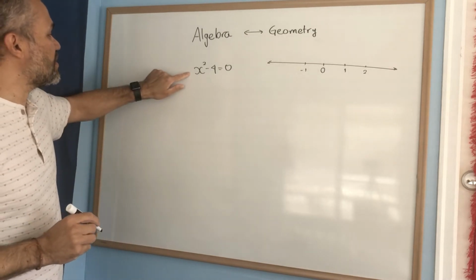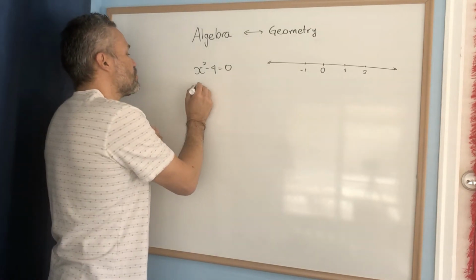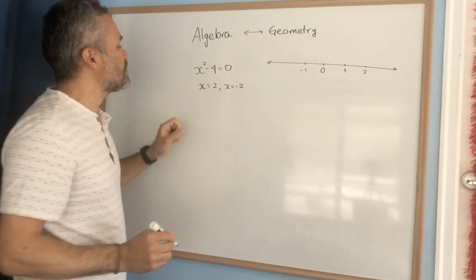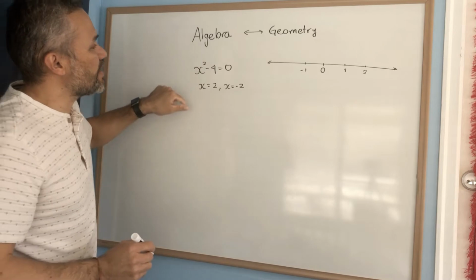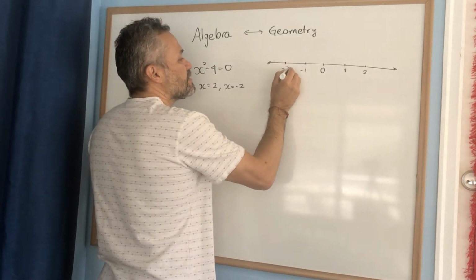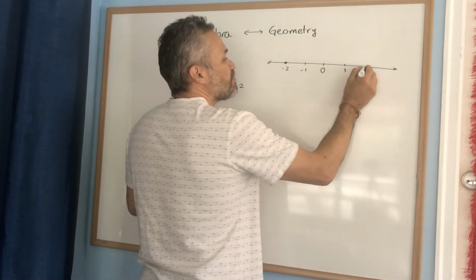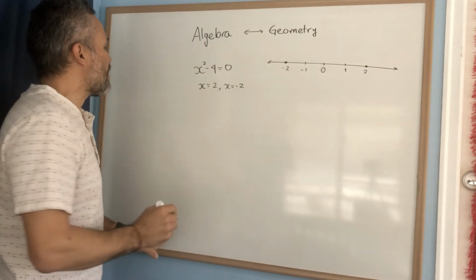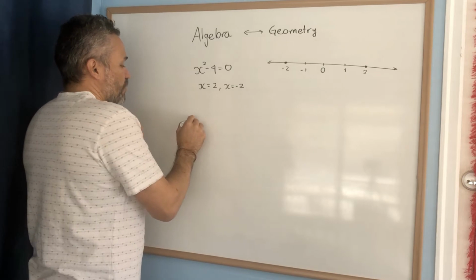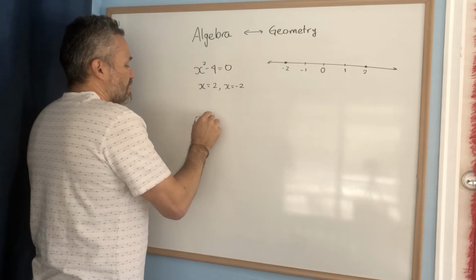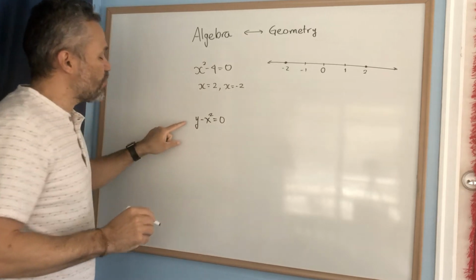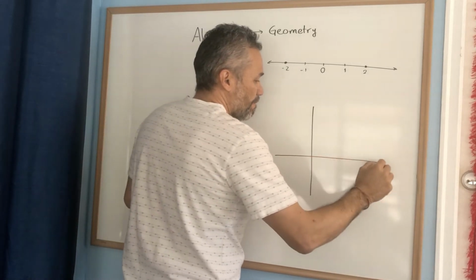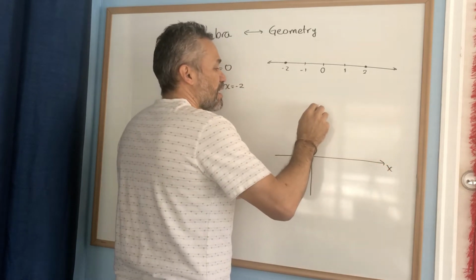Then if we think about this equation, its solution is x equals 2 and x equals negative 2. Then this algebraic equation is represented by this pair of points. This is if we have only one variable. When we have two variables, let's say the equation y minus x squared equals 0, then we have the Cartesian plane, x and y.